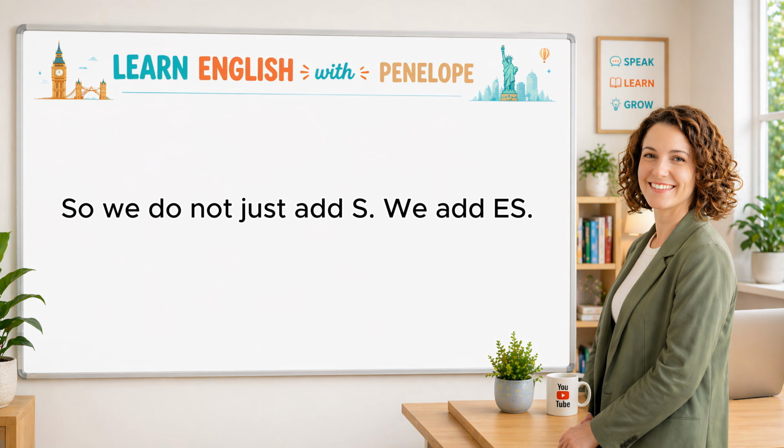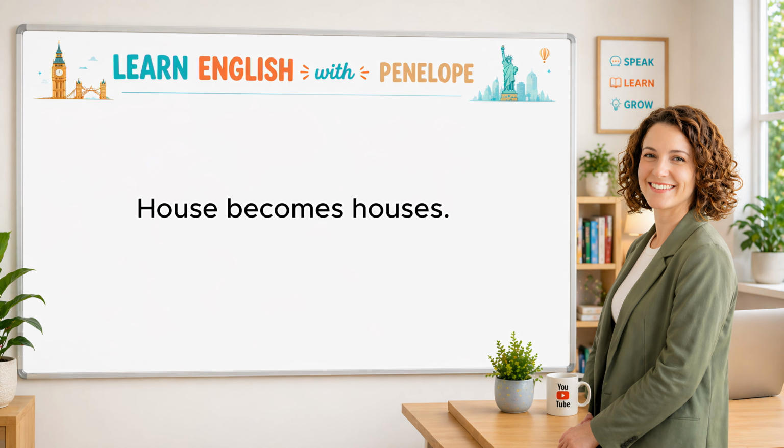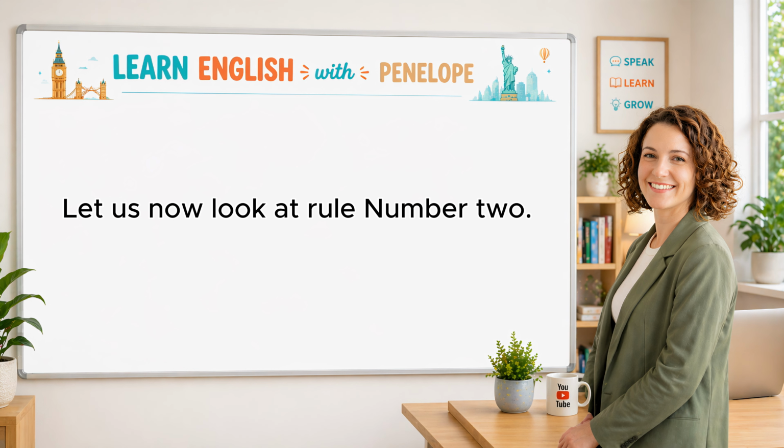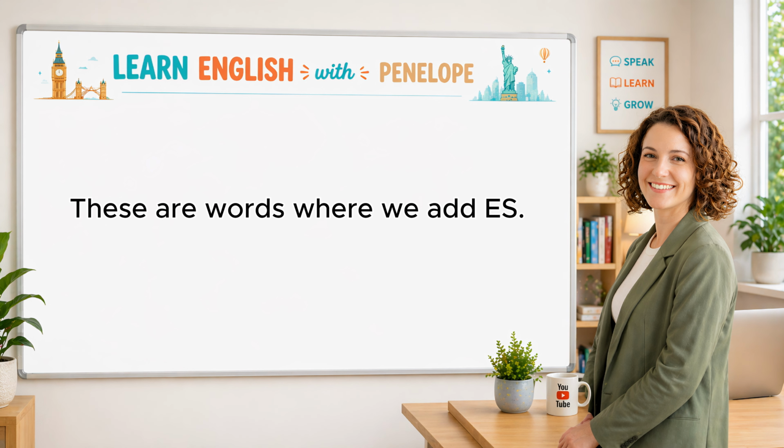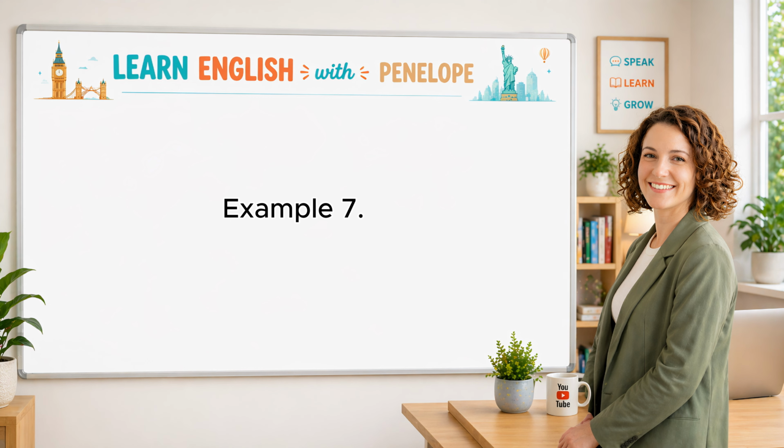So we do not just add S. We add ES. House becomes houses. Let us now look at rule number 2. These are words where we add ES. Example 7. 1 bus, 2 buses. Bus ends in S, so we add ES. Bus becomes buses.